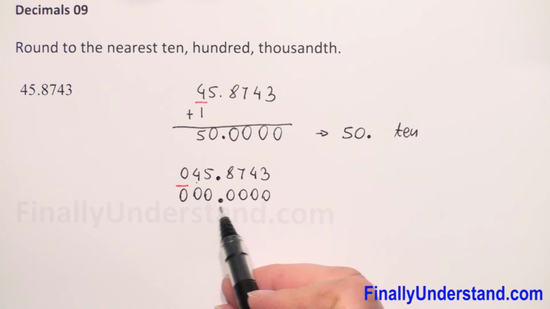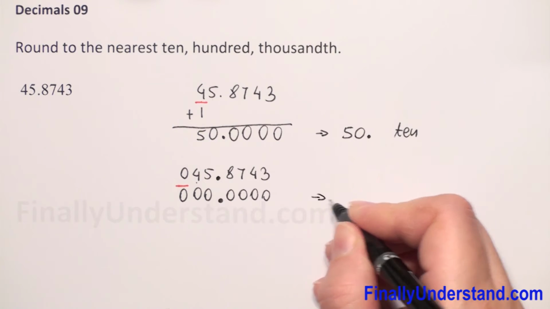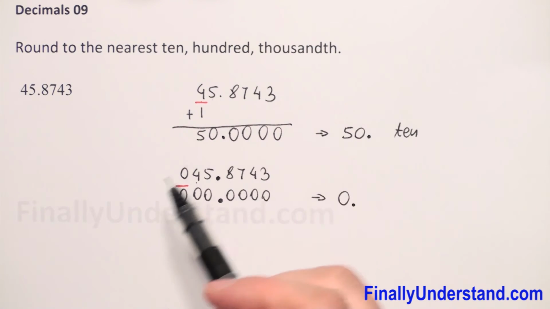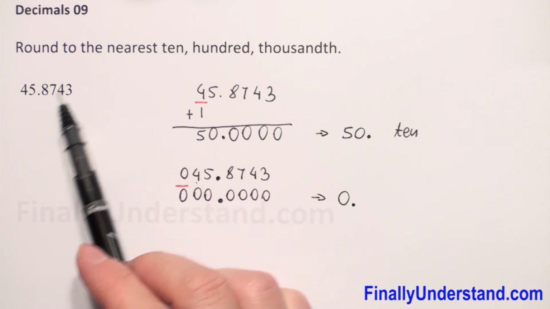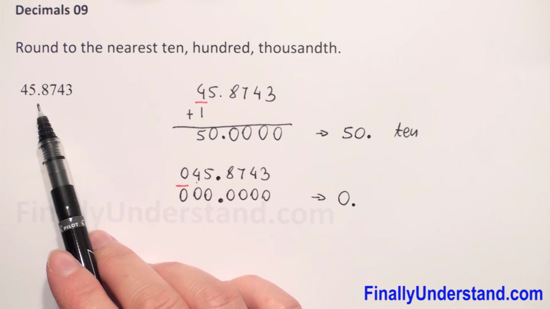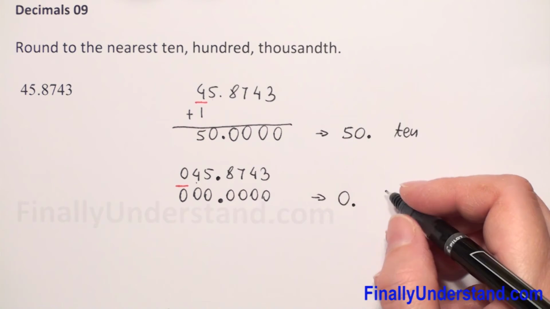What do we get? We have zeros. So we can write that this is 0, and you can write the decimal point. When we round our number to the nearest 100, we have 0.